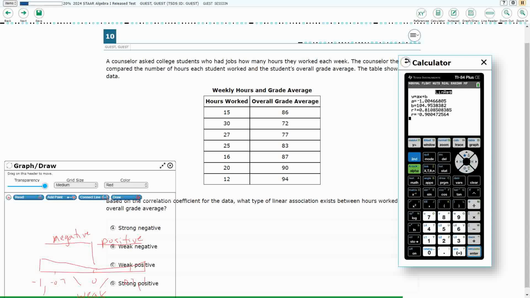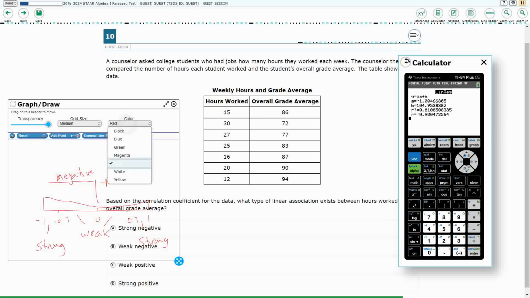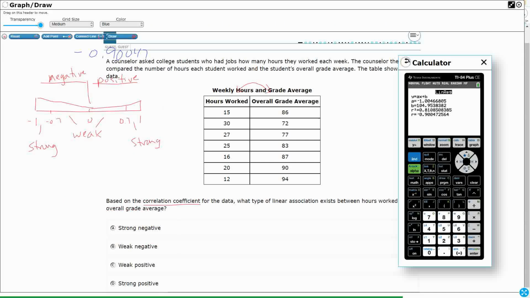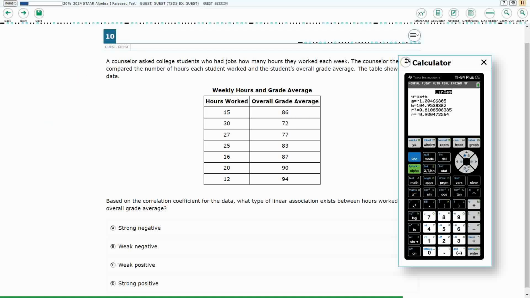Look at that. It is, let's write this down, negative 0.90047. Look how strong that is. It's a strong negative. It's almost all the way over to the -1, as close as you can get. So we know that there is a strong negative correlation. As the hours go up, your grades actually go down. And so our answer here is going to be strong negative A.